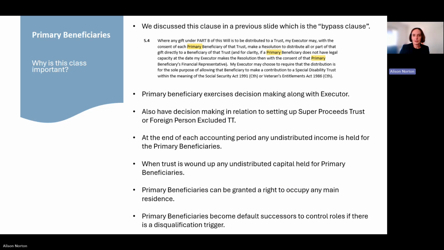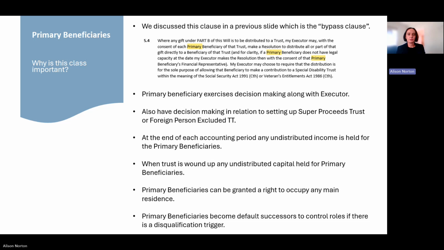Now, a little bit more about the bypass clause. I'll just go back a step. So I wanted to explain the powers of the primary beneficiaries. So the primary beneficiary has decision making along with the executor in relation to whether the whole testamentary trust should be bypassed completely and the beneficiaries take the gift directly. So they make that decision along with the executor. They've also got decision making about whether the superannuation proceeds trust and the foreign persons excluded testamentary trust should be set up.